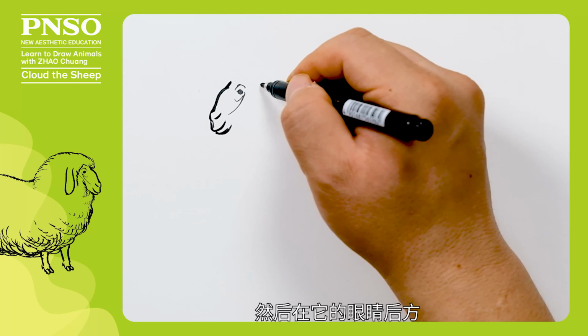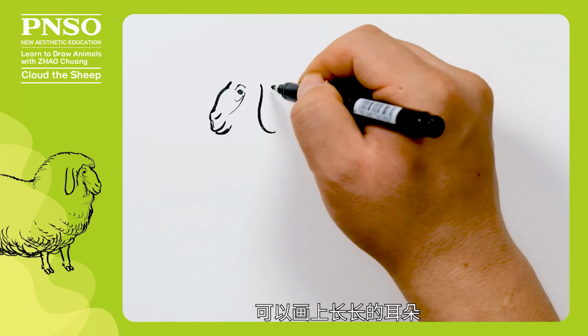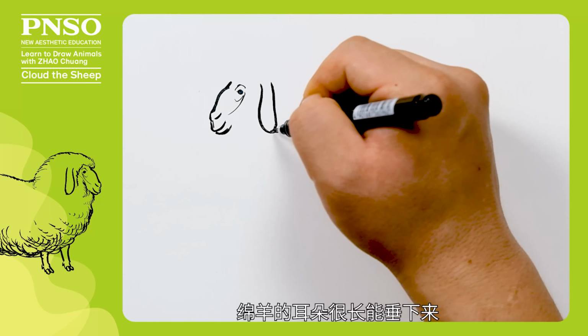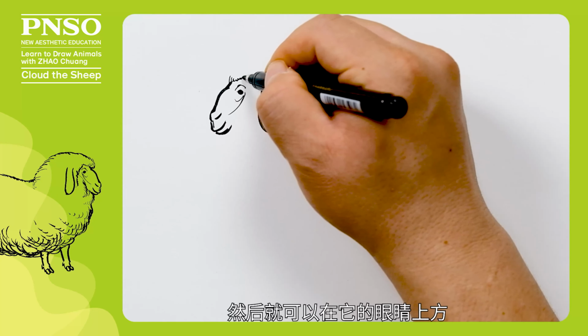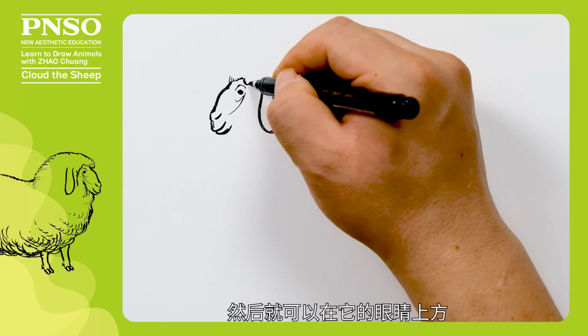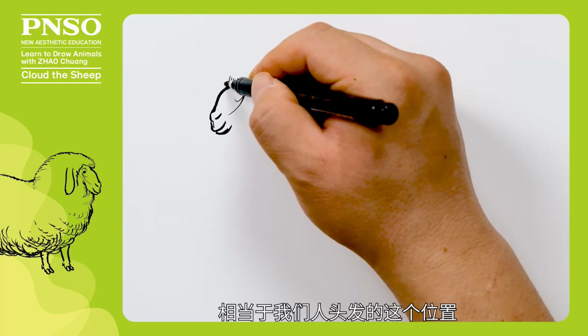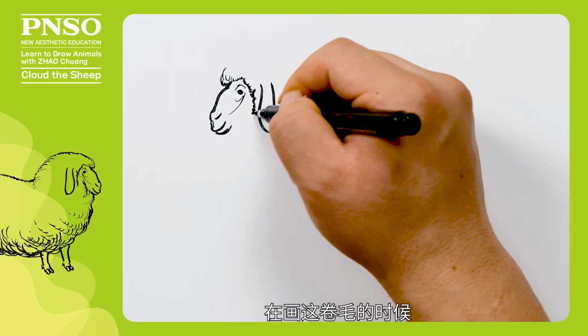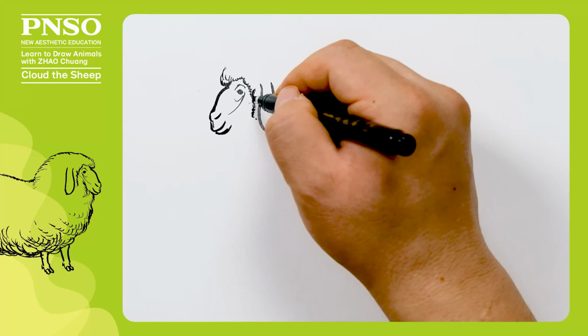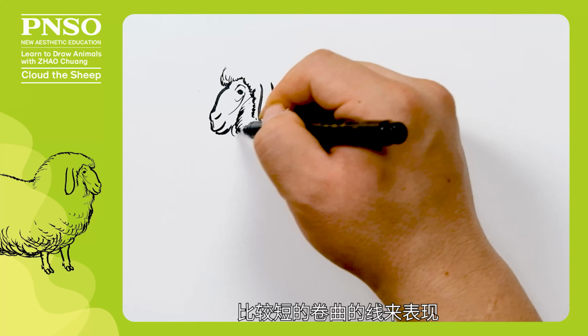Next, let's draw a long ear behind the eye. The sheep's ears are elongated and can droop down. Next, we can draw a large amount of crimped hair atop its eyes, equivalent to where human hair is located. When drawing the crimped hair, we can use short, curly lines to show the texture.